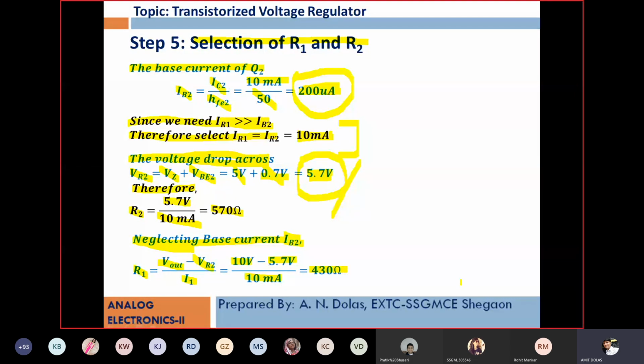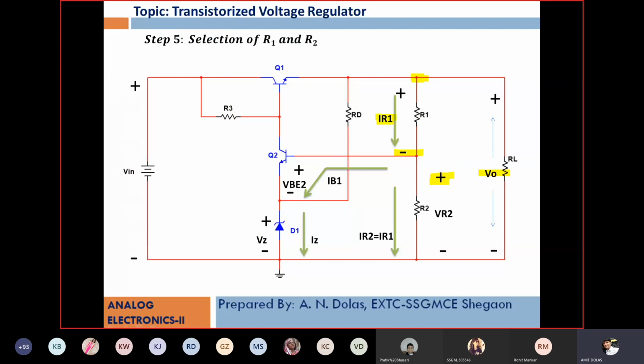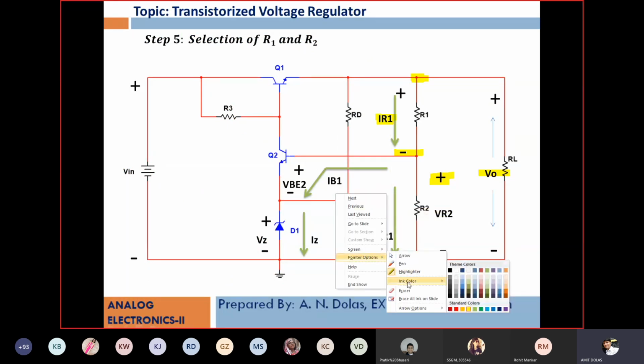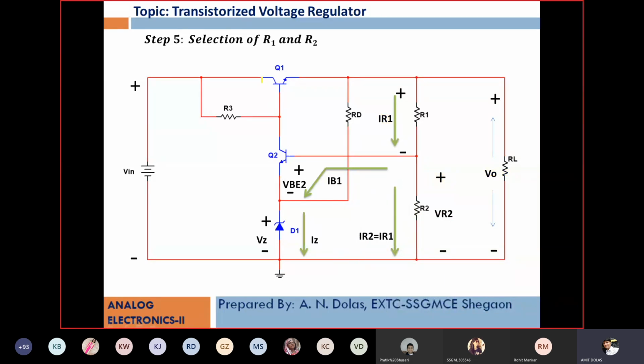So this is how we may choose all the components present in the circuit step by step, like we have seen the selection of Q1, then the Zener along with Zener resistance RD, then the selection of Q2, then the selection of R3 and R1 and R2 with proper assumptions, of course. So if you remember these steps and follow similar kinds of calculations and steps, definitely you will get 13 to 14 marks in the examination.